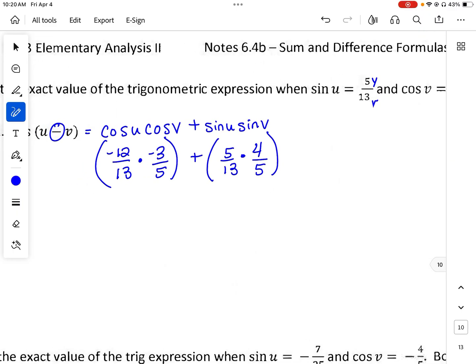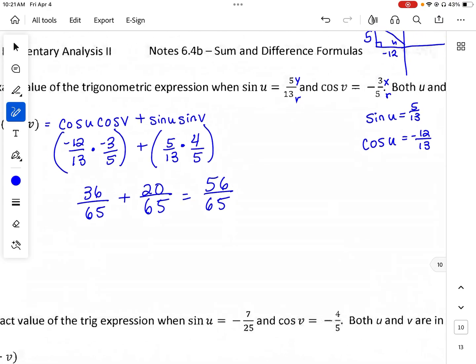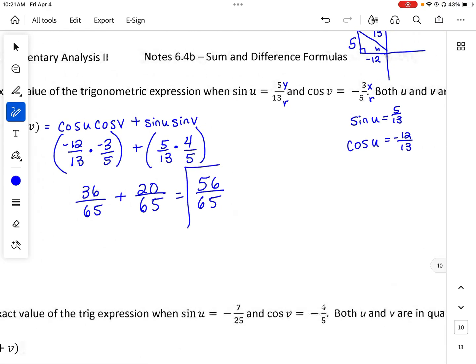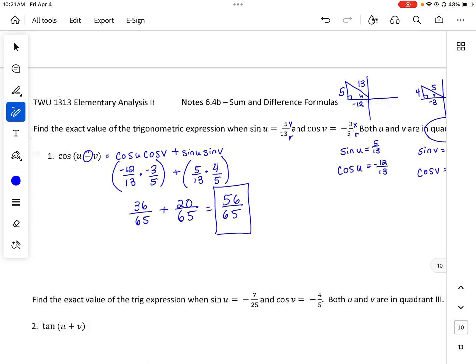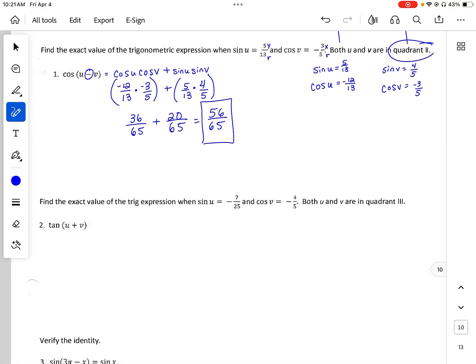Okay, multiply fractions, top times top, bottom times bottom. So this is 36 over 65 plus 20 over 65. Add those up, we get 56 over 65. And that cannot be reduced. So this is our final value. So cosine u minus v is 56 over 65.